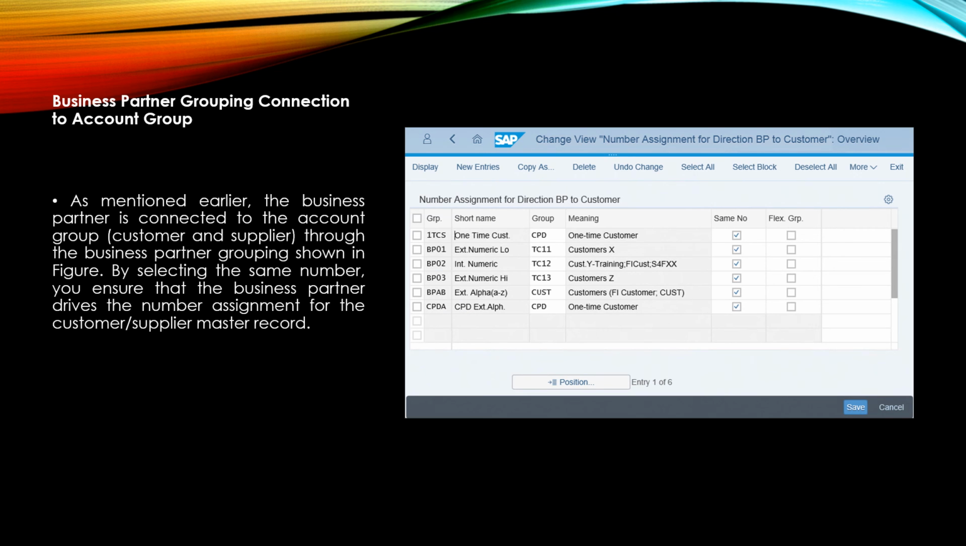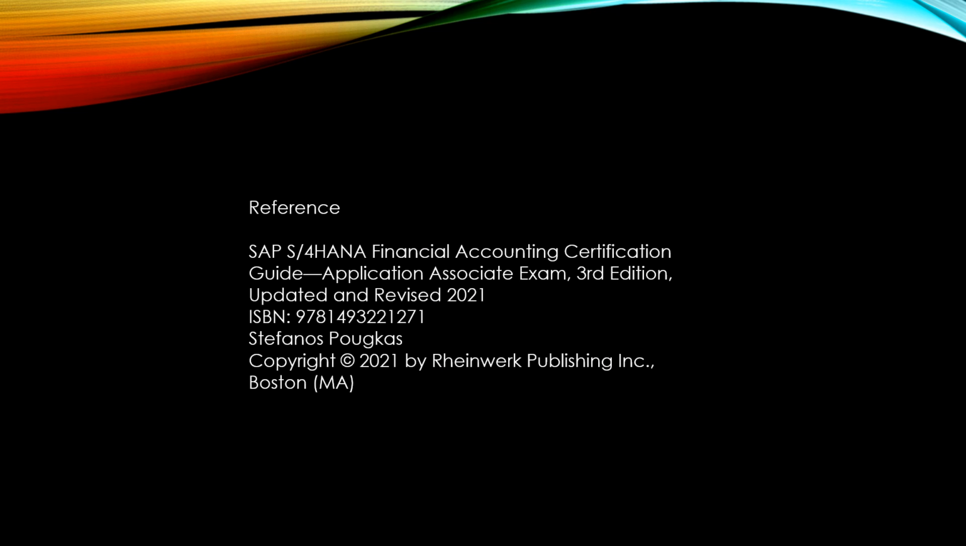Okay, so this one, I'm just going to go real fast. On the change view, number assignment for direction VP to customers, you want to check it all to the same number, right? That's what you want to do there. You should probably pause this and take a look at that. I ran out of time here for the video, okay? Okay, thank you very much, everyone.